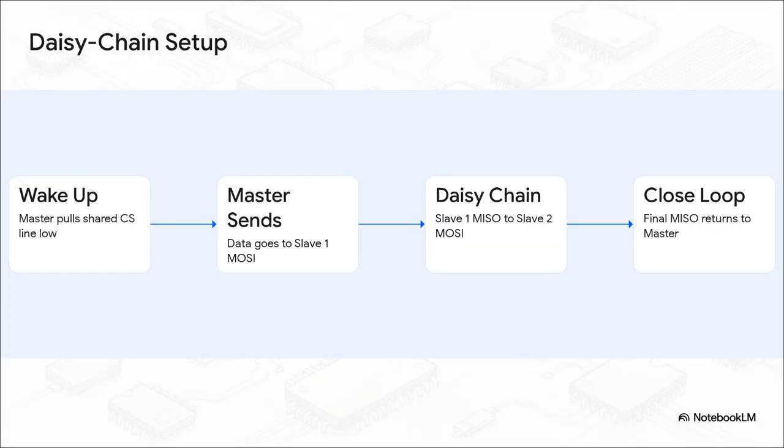Let's walk through that daisy chain data flow. First, the master pulls that one shared CS line low to wake everybody up on the line. Then, the master pumps data into the MOSI pin of slave 1. Now, as more clock cycles tick by, slave 1 pushes that data right out of its MISO pin directly into the MOSI pin of slave 2. It acts exactly like a bucket brigade, just passing the bits down the line until the very last slave's MISO connects all the way back to the master to close the loop. It is a really elegant hardware solution, but it demands very, very careful software tracking by the master device.